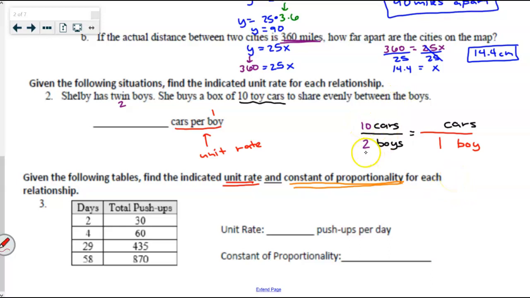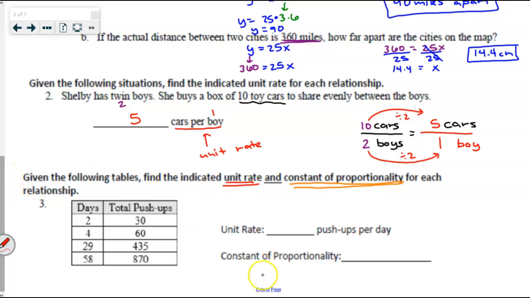And now that I've got this set up, I now ask the question, okay, how does a 2 change to a 1? We divide by 2. So that means I'm going to take that 10, divide it by 2. 10 divided by 2 is equal to 5. So 5 cars per boy, and now I can just fill in that blank. 5 cars per boy. This is how we've shown our work, with those equivalent ratios to find that unit rate.